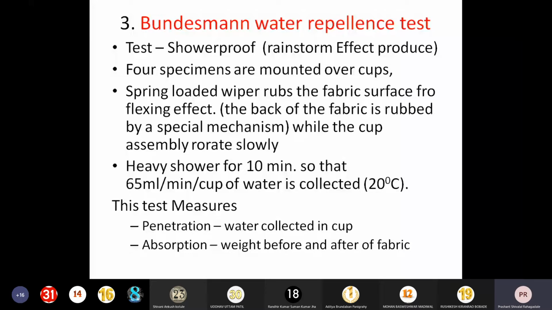Now you will find that this kinetic energy of the shower is roughly 5.8 times that of the cloud burst. Means when a cloud burst actually happens, the shower that we are giving by using this test has more energy. Means kinetic energy. Why I am saying kinetic energy?